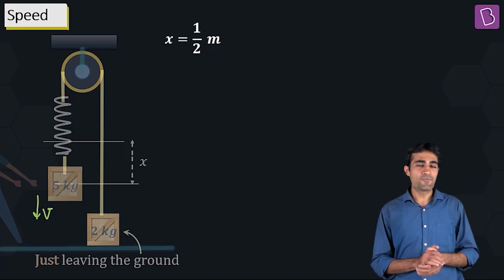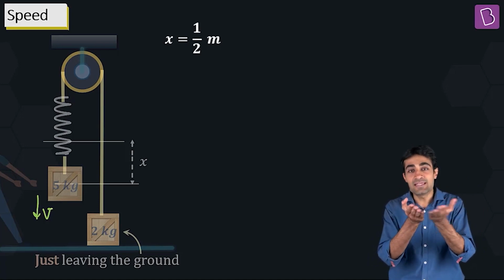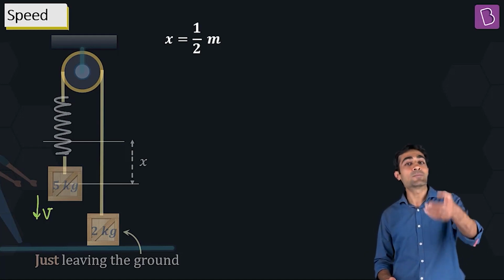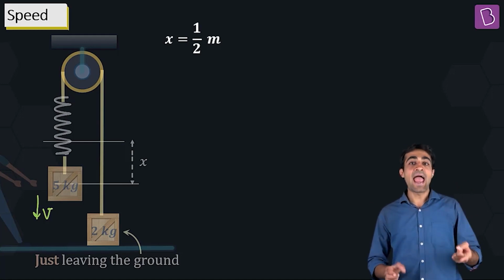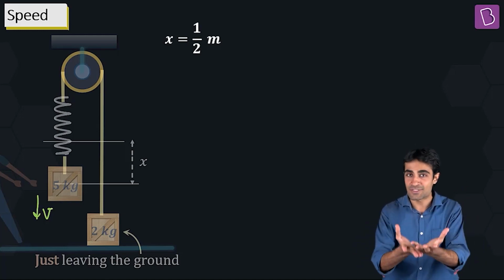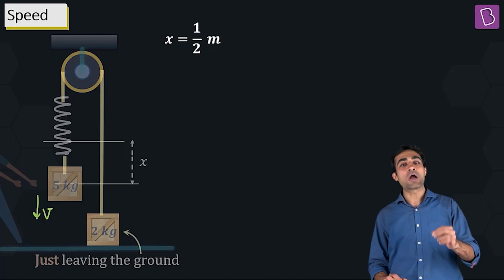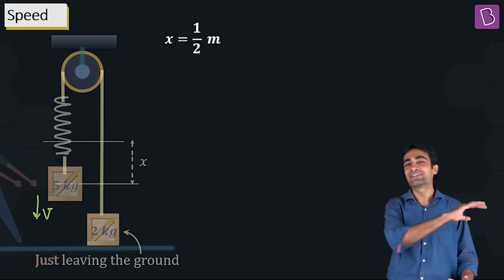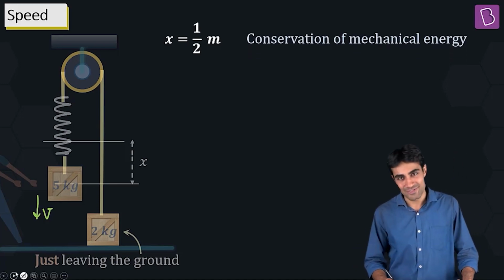So, if we consider this system, you can see just as we release this 5 kg block, it comes down. So there must be some loss in gravitational potential energy, right? Right. And this loss in gravitational potential energy actually converts into the kinetic energy of this 5 kg block and the spring potential energy. I will repeat it again. So we are applying conservation of mechanical energy.